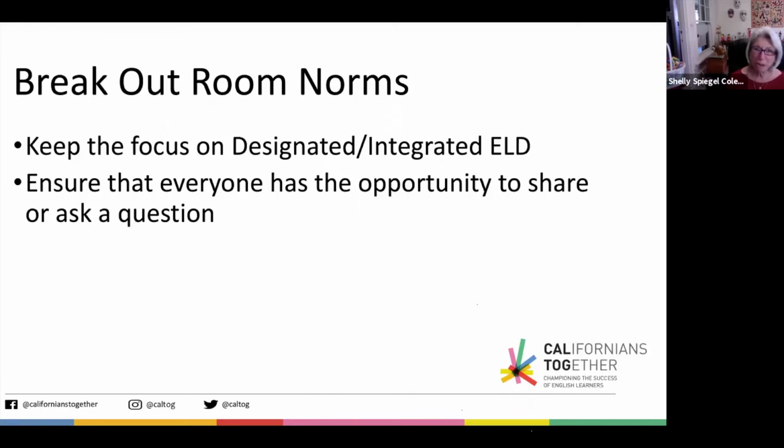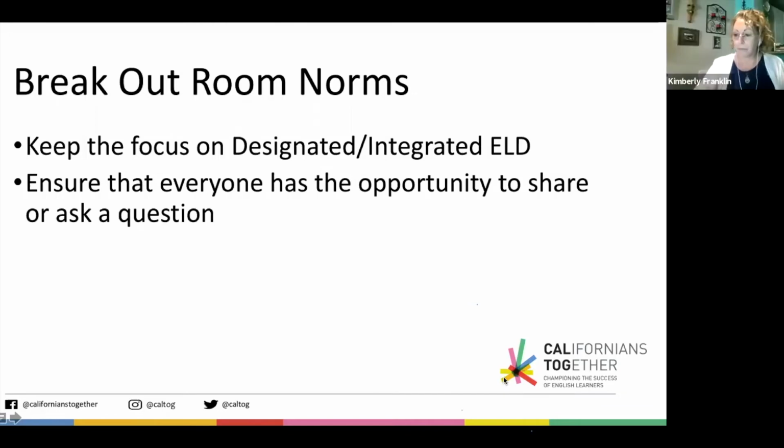Here are a couple of norms for the breakout rooms, just 2. We want to keep the focus of the conversation on designated and integrated ELD. We know there are a lot of issues about distance learning and direct instruction and all kinds of other things, the equipment that you use, the programs that you use. But today's conversation is really targeted for designated and integrated ELD. And we want to ensure that everybody has an opportunity to share or ask a question.